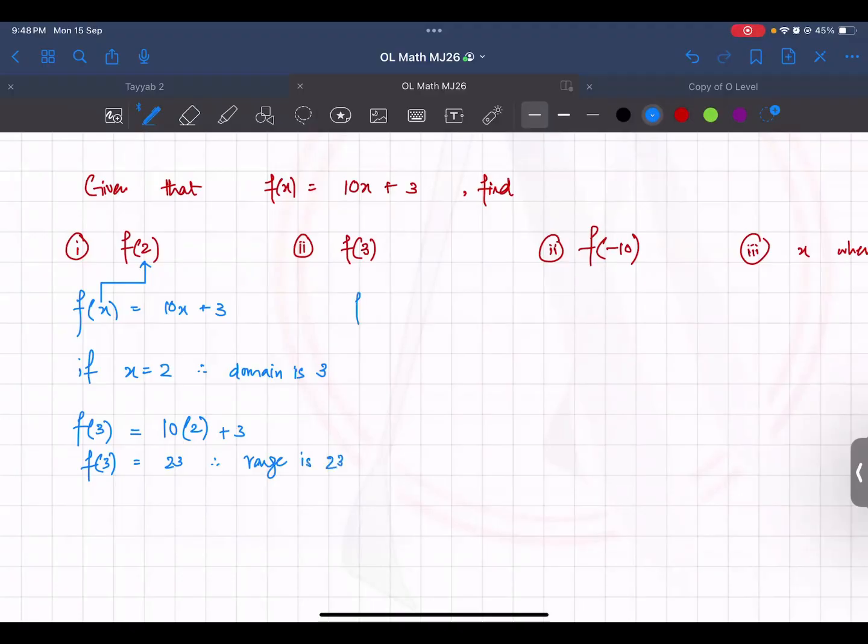20 plus 3 is 23. And now this is the range. Therefore, range is 23. If it is written f(3), it would be solved by simply replacing the value of x by 3 plus 3. So this would come out as 33. That's it. This is the answer.